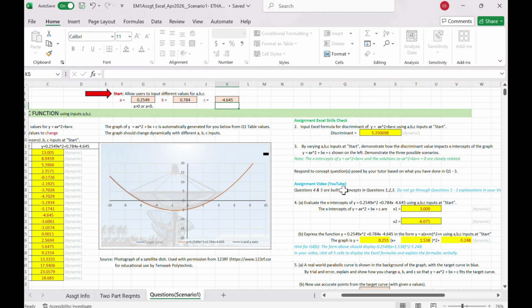For question 5a, though it was time consuming, I had fun challenging myself to make the orange curve fit the target curve. My observation was that increasing a will make the graph slimmer, while decreasing a will make it wider.